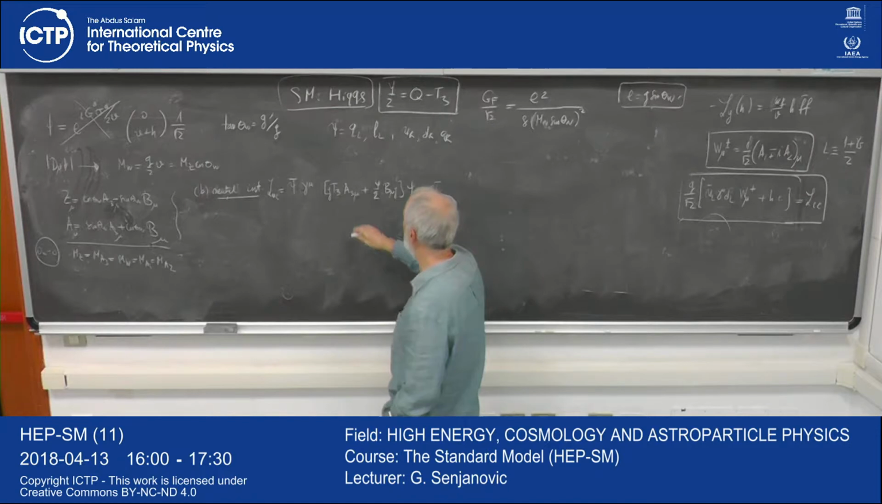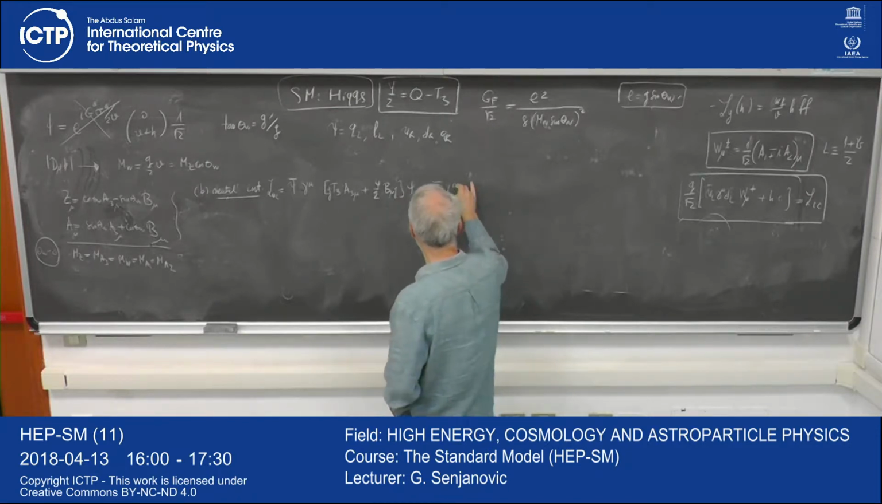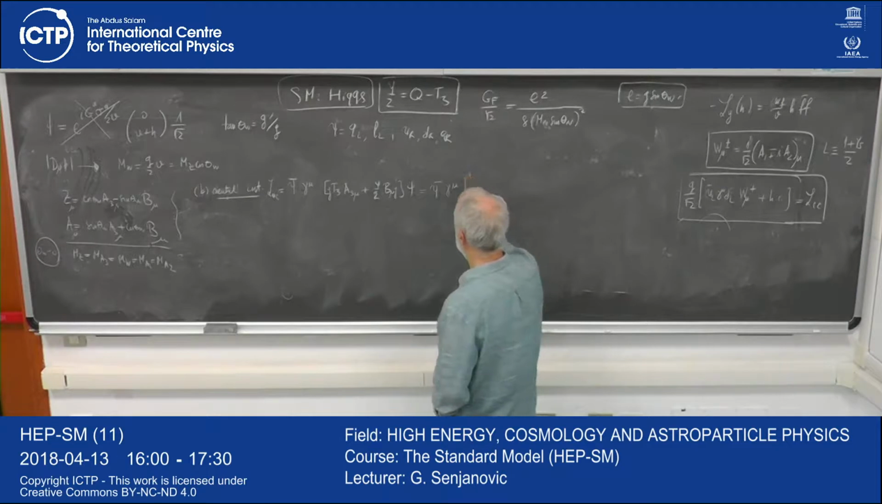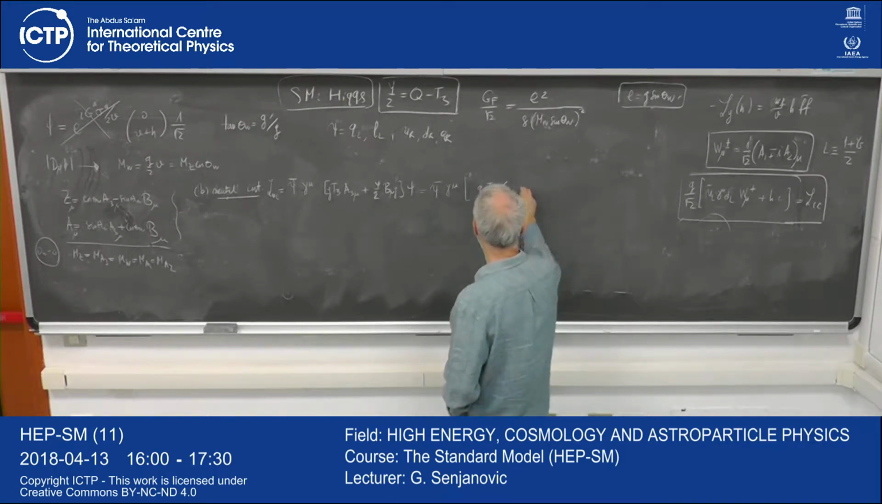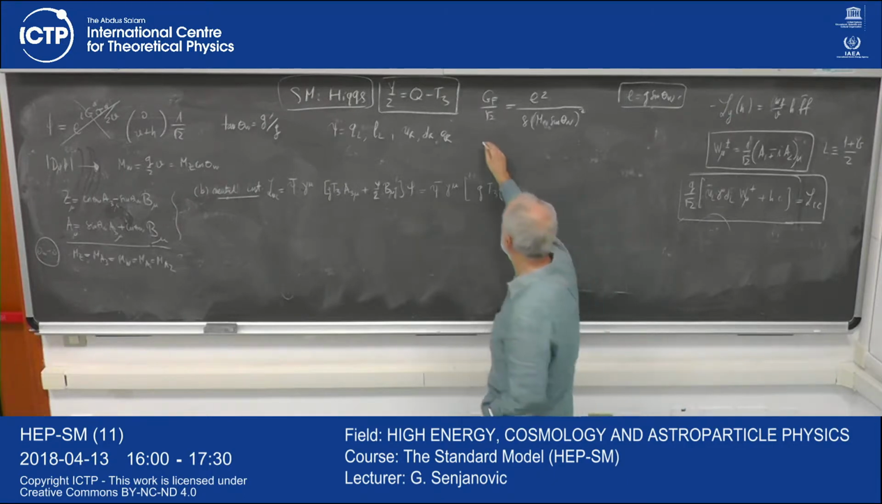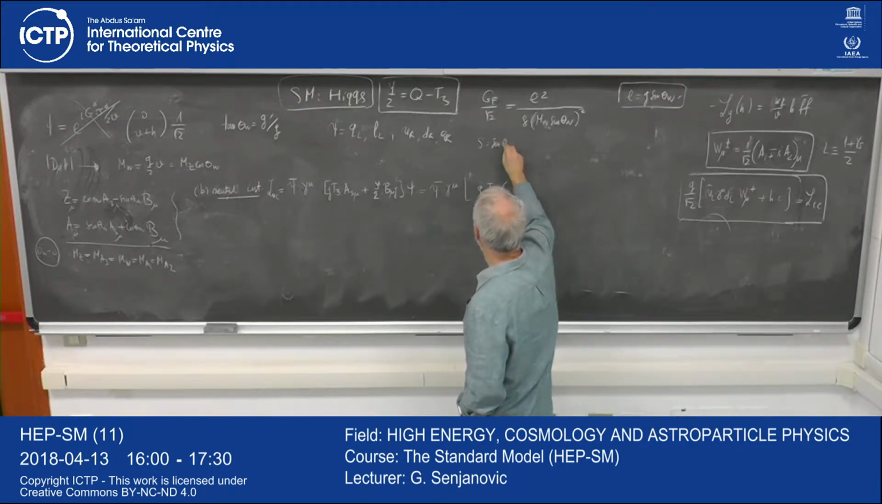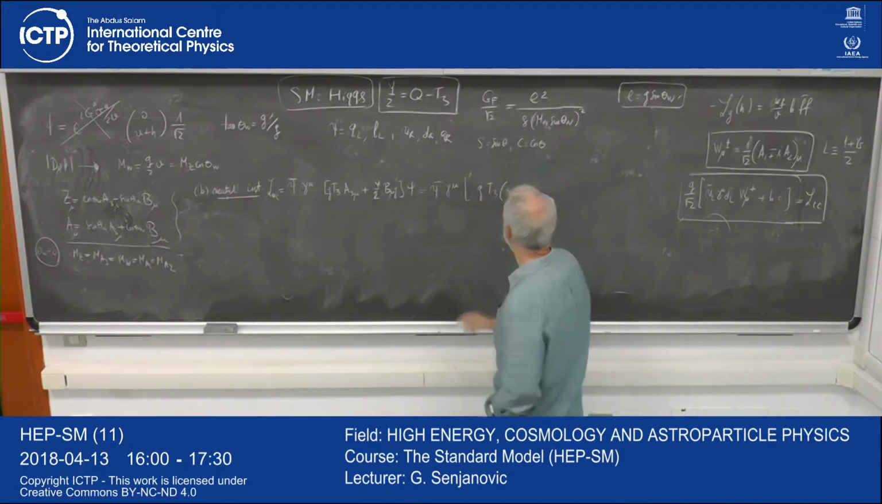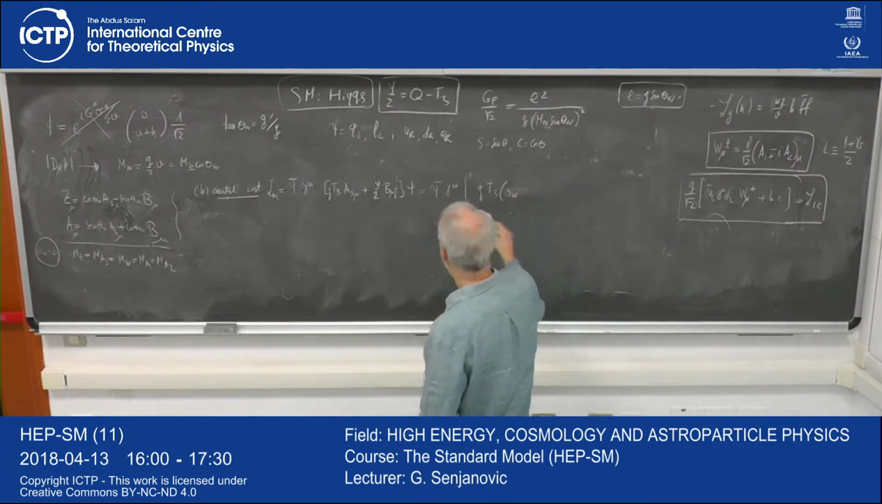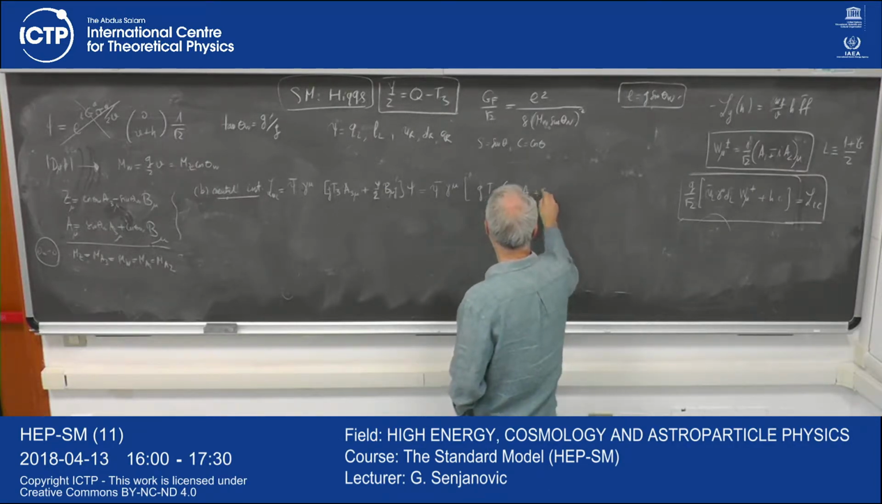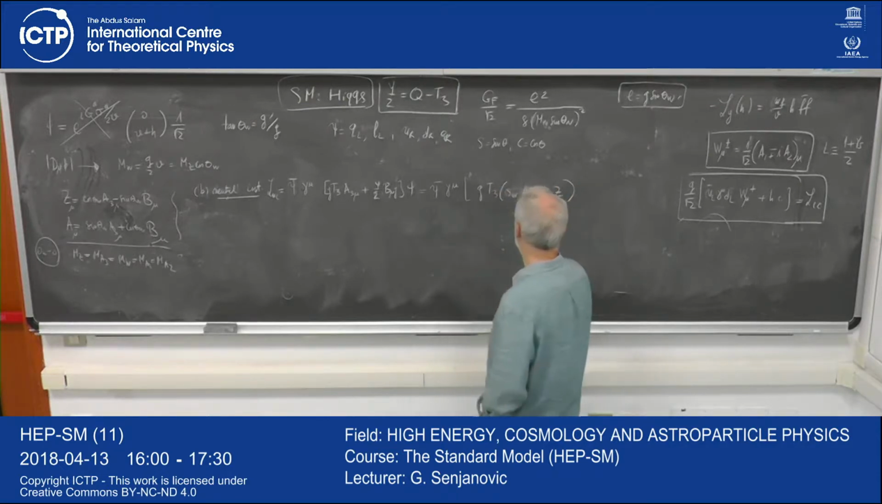Let me drop. Okay, let me write once more. So this is G T3. Then I write what A3 is. I read there. A3 is sine theta W. You forgive me if I do this for the time being. SW, to have more space. S is sine. C is cosine. SW A plus CW Z. That's A3.